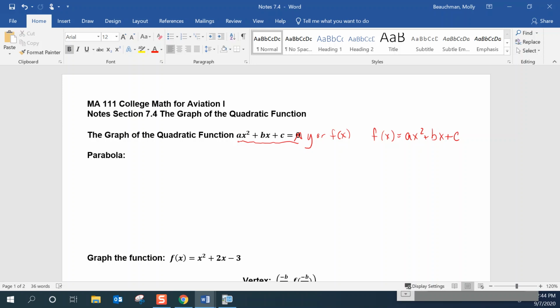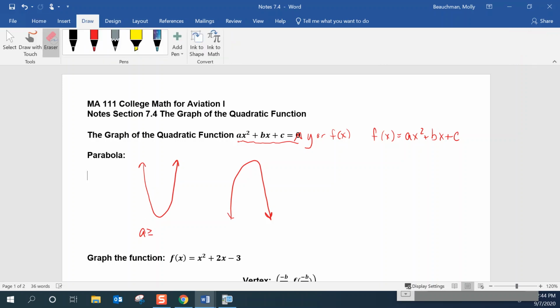Every quadratic looks like a parabola. What does that mean? It either curves up or it curves down. Our parabola curves up if a is a positive number, so a has to be greater than 0. I put an equal to, but a can't equal 0. So when a is greater than 0, our parabola opens up. If a is less than 0, so if the number with x squared is a negative number, our parabola will open down.